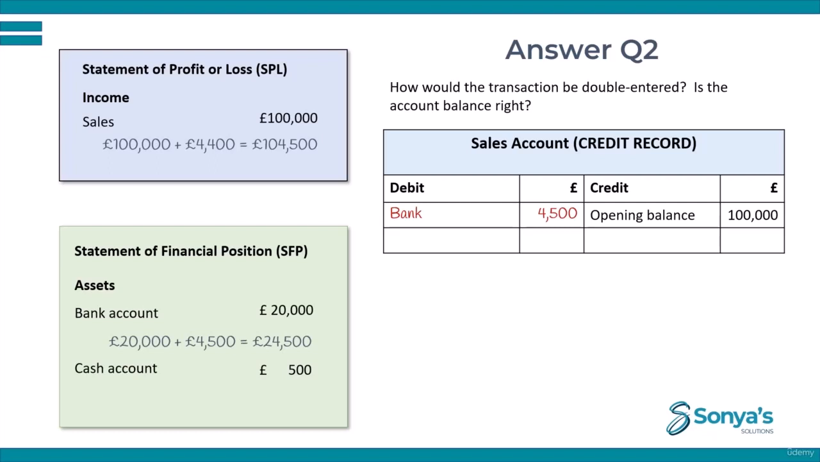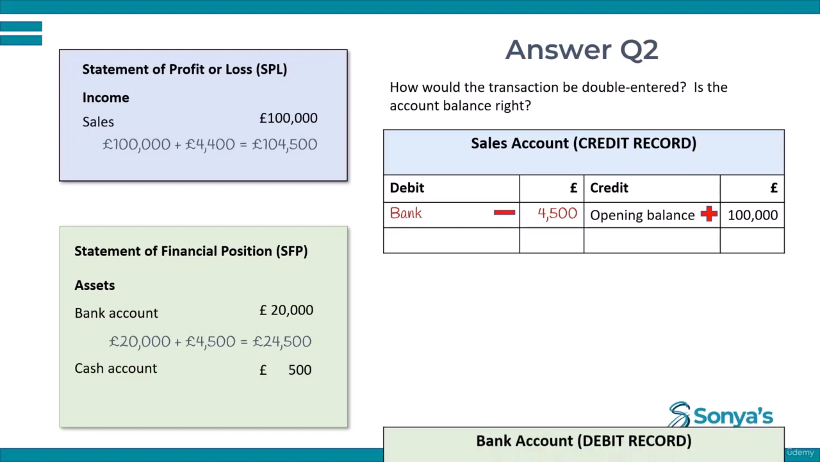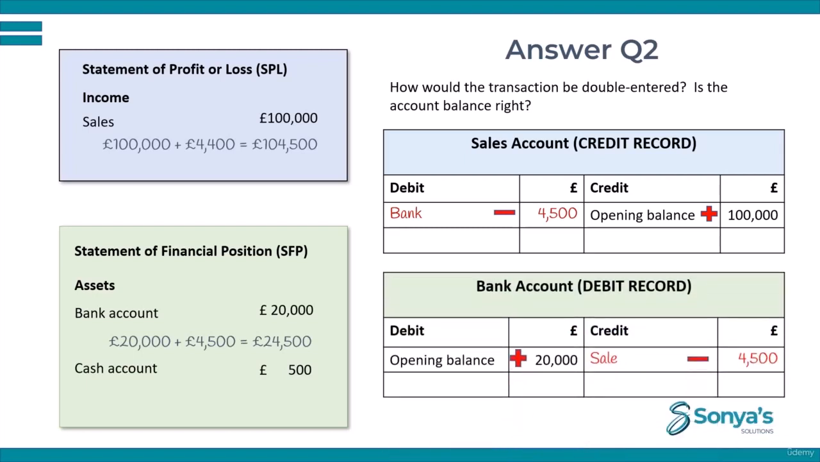Frequently, double entry is reversed. An error like this would reduce sales by £4,500 to £95,500 and reduce the bank balance to £15,500. Again, carrying out simple checks frequently can help you to work more accurately, and double entry will make more sense.